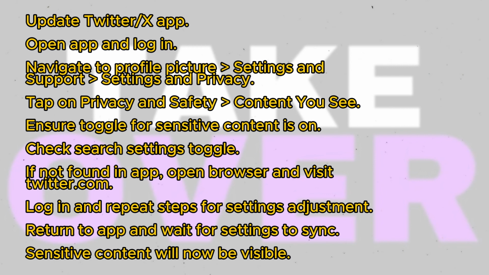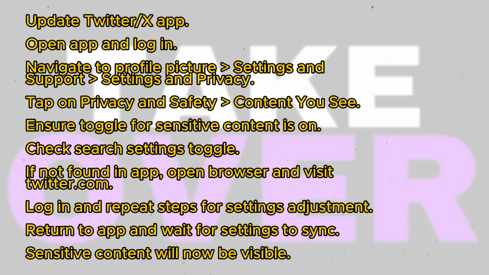Firstly, ensure your Twitter or X app is updated to the latest version from your Play Store or App Store. Next, open the X app or Twitter, ensure you're logged in, then tap your profile picture in the top left corner, followed by Settings and Support, and then Settings and Privacy.